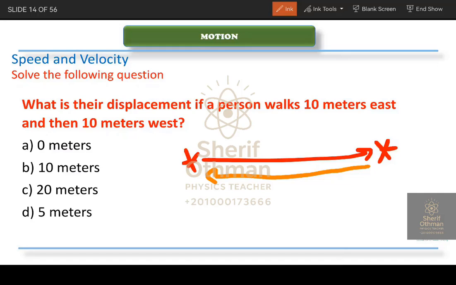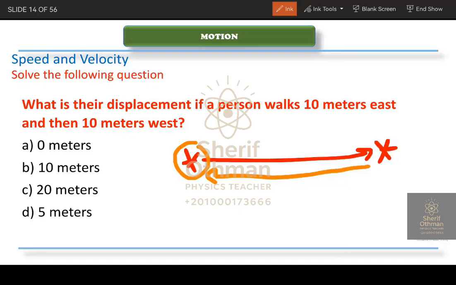So now his starting point and ending point are the same. So the difference between the starting point and the ending point is 0. So, make it a rule, guys: if the starting point is the same as the ending point, the displacement equals 0.